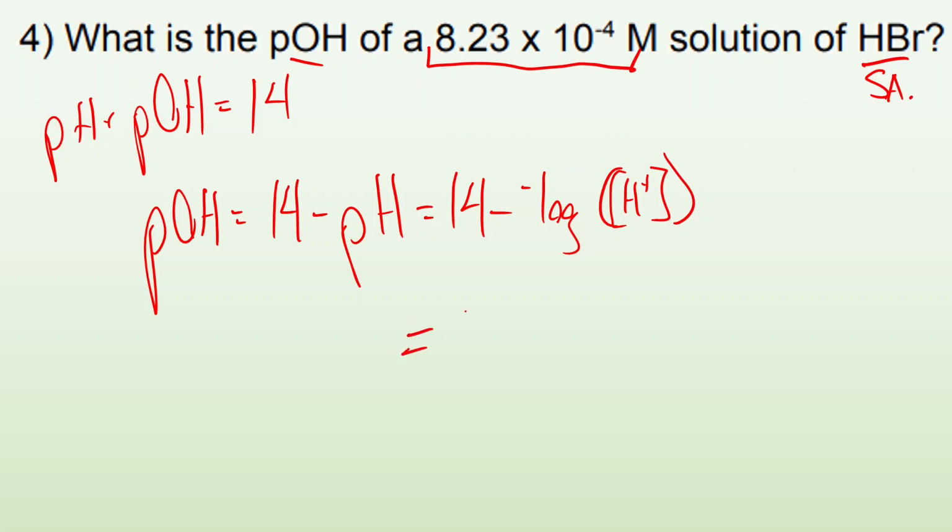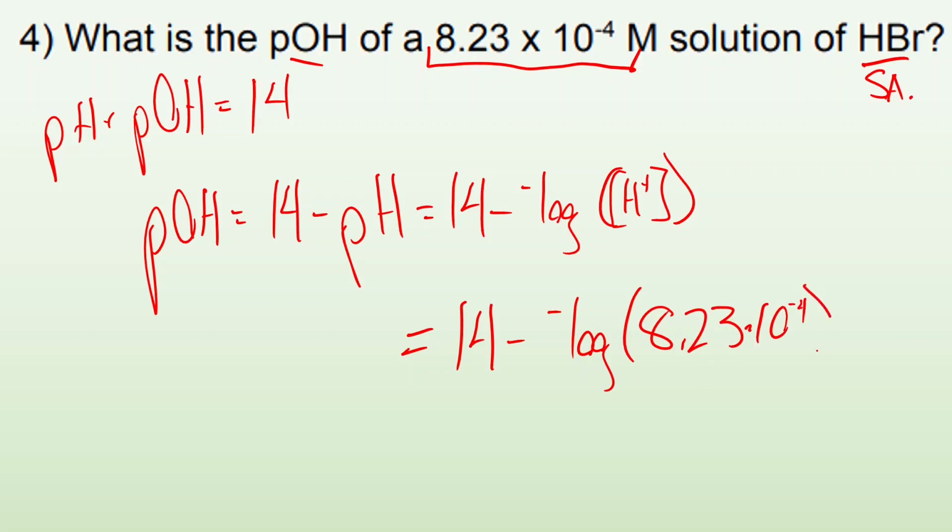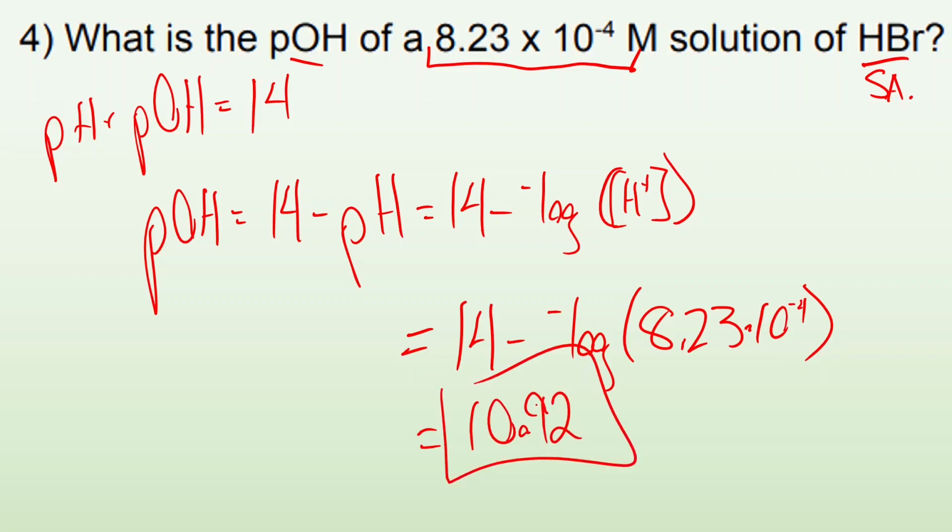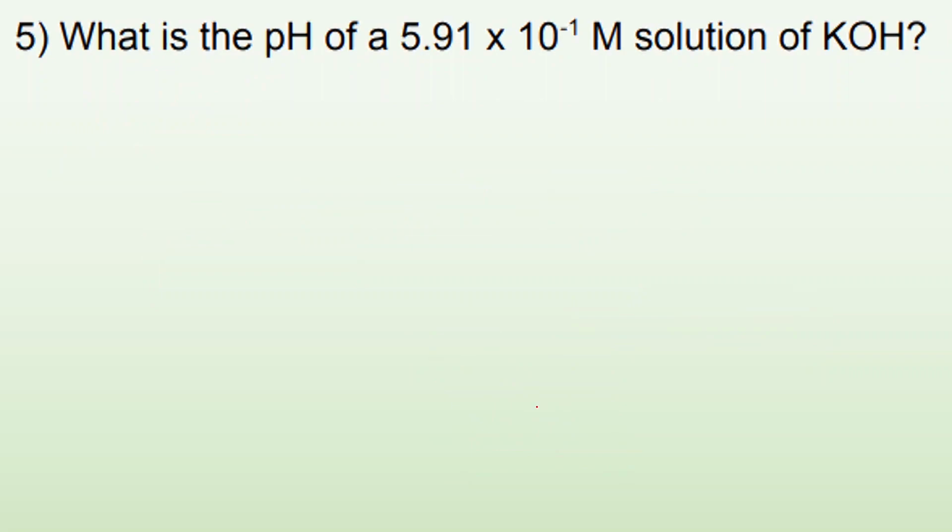So I do a little plugging and chugging. 14 minus the negative log of 8.23 times 10 to the minus 4 molar, and I end up with, what do I get? 10.92 as my pOH for that solution. All right, number five, what is the pH of a 5.91 times 10 to the minus 1 molar solution of KOH?